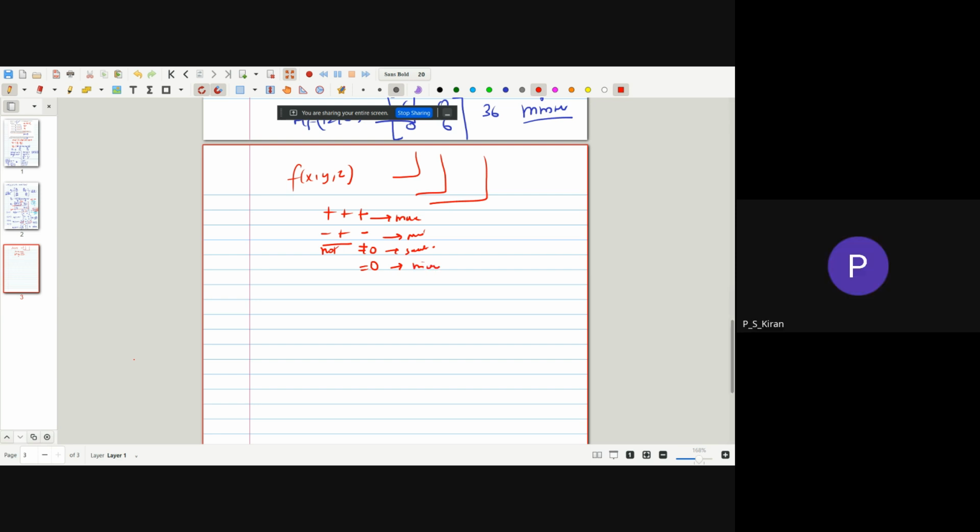So the first case is local minimum. I am trying to write it quickly. So this is minima, this is maxima. Then when the determinant of the Hessian matrix is not 0, and it is not any of the above two cases, then you say that it is a saddle point. And if it is 0, then you say that it is inconclusive. Clear?